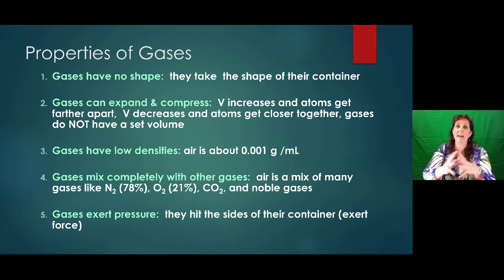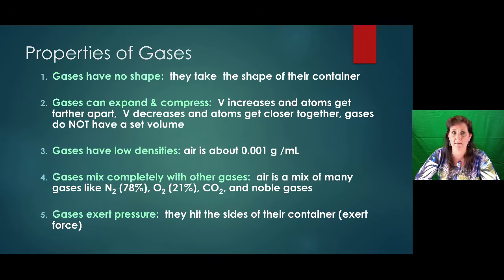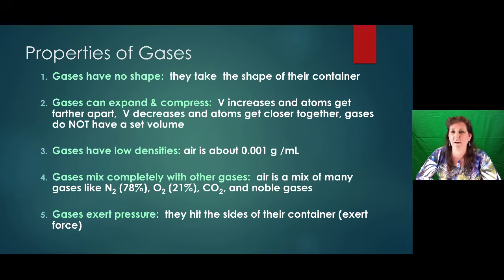Gases can expand and be compressed because the atoms are so far apart, I can smush them closer together. So gases can compress. This means their volume can decrease and increase depending on the empty space in between them. So gases do not have a set volume. Gases have very low densities compared to liquids and solids. Air is about 0.001-ish grams per milliliter, so a very small number.